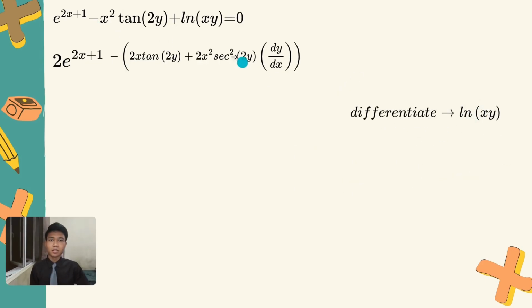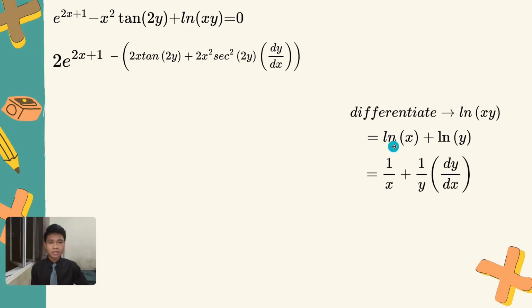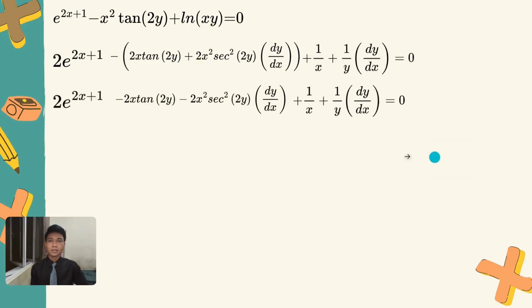Then differentiate ln xy, the third expression. We can rewrite this as ln x plus ln y from the logarithm rule. Differentiate, and we get 1 over x plus 1 over y dy/dx. Just put it over here. Now we're done with that.